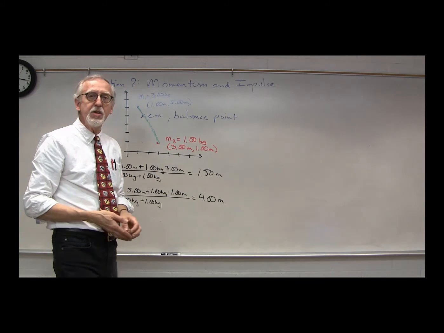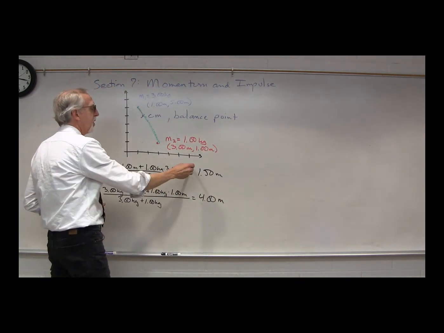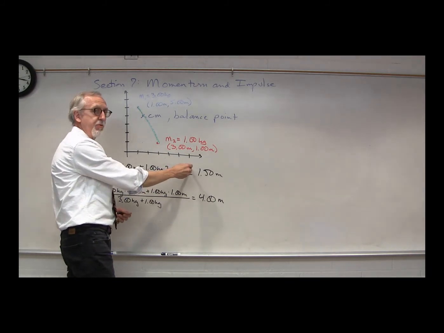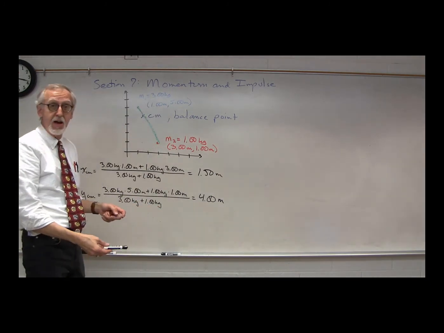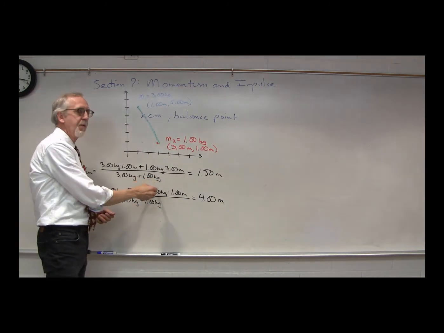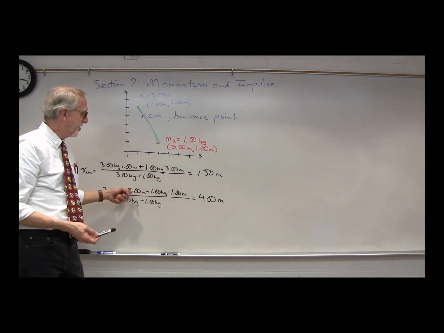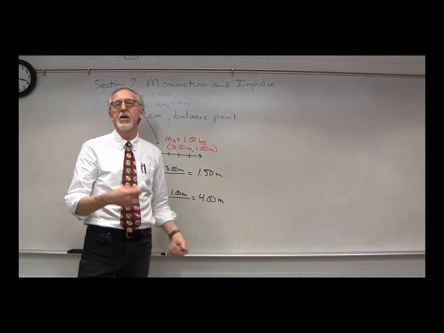Now, with more than two masses, we could figure out the center of mass. We would just have plus, say, if we had m3, m4, we'd have m3 x3 plus m4 x4 plus m5 x5, etc., and then in the denominator we'd have plus m3 plus m4 plus m5. And the same thing for y: m3 y3 plus m4 y4, etc.